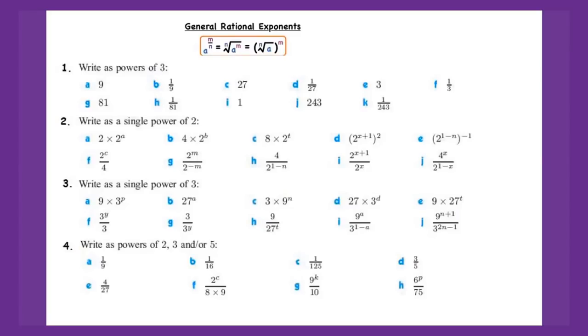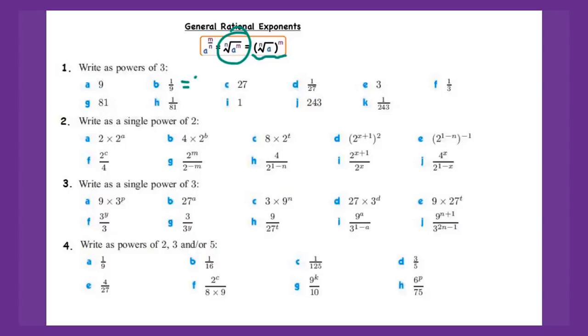Let's go over some rational exponents rules. That's a to the m over n power. It will be the nth root of a to the mth power, or you can write it this way. So for number 1, write as a power of 3.